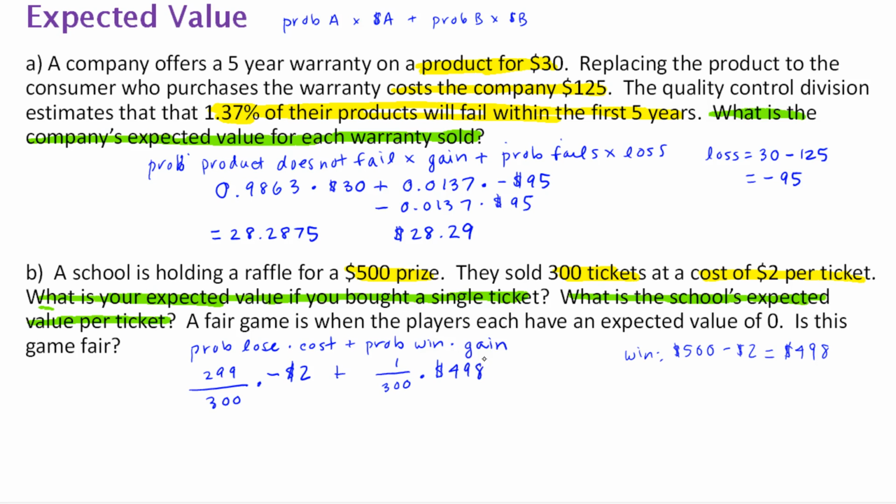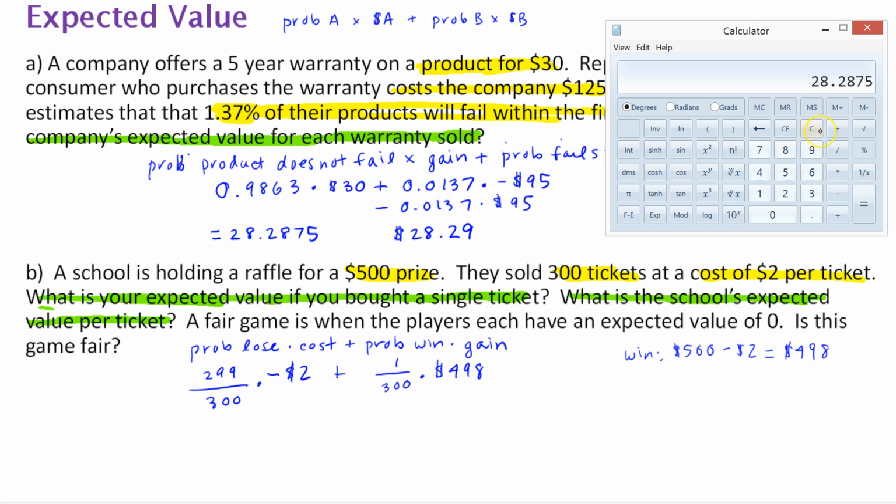Okay, now let's do this on the calculator. Again, I'm going to put this one in first so I don't have to use the negative button. So 1 divided by 300 times 498. Now I want to subtract this part, 299 over 300 times 2. And our result is negative 0.33.